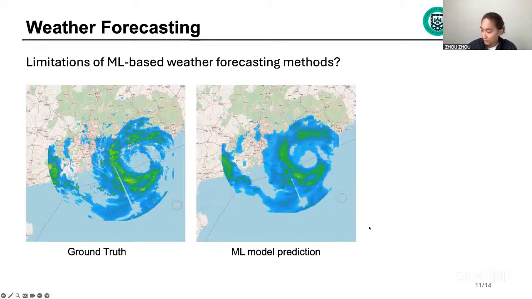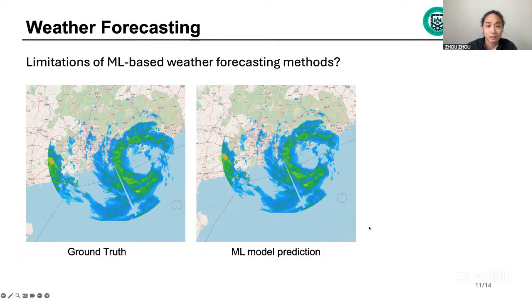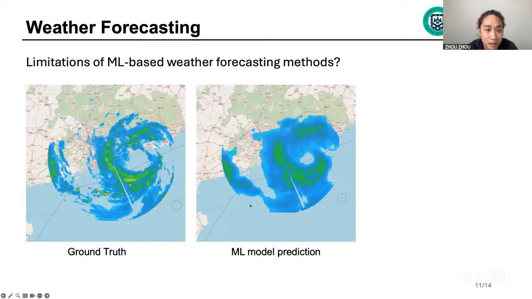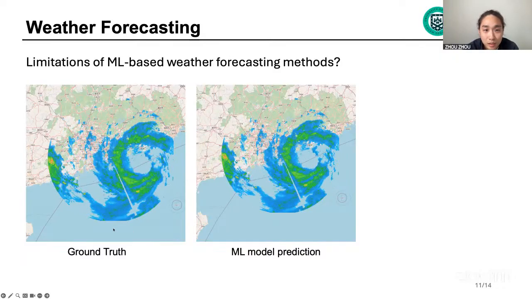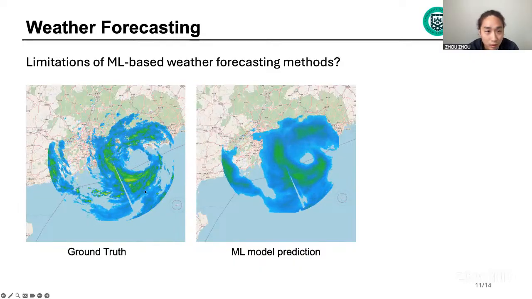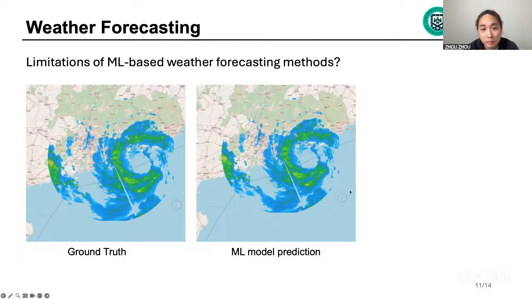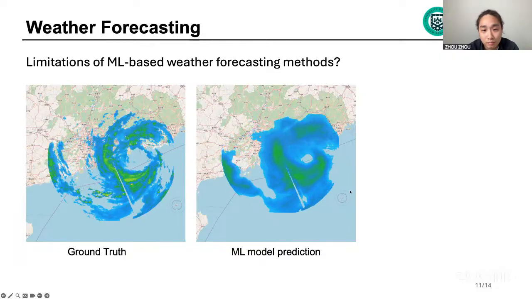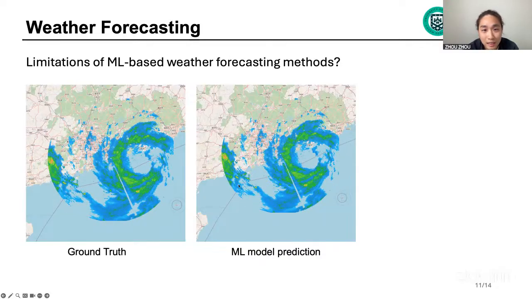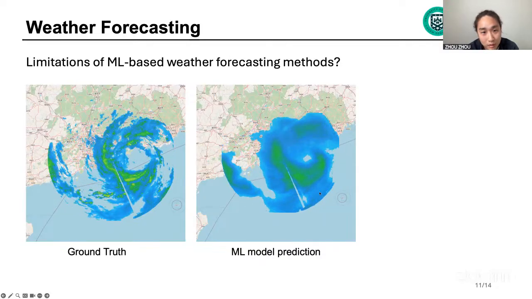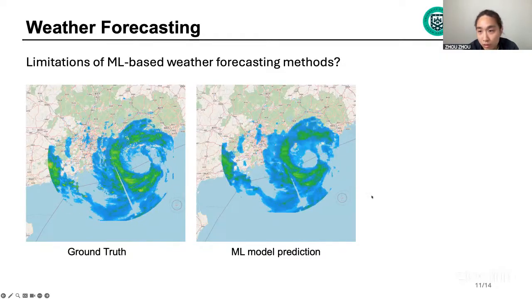So during this process, we also noticed several limitations of machine learning. As you can see, this is one of our previous works. On the left-hand side, we have the ground truth, which is a typhoon picture, and on the right-hand side is the prediction given by machine learning models. We can see that as time goes on, the prediction gradually becomes more blurry.